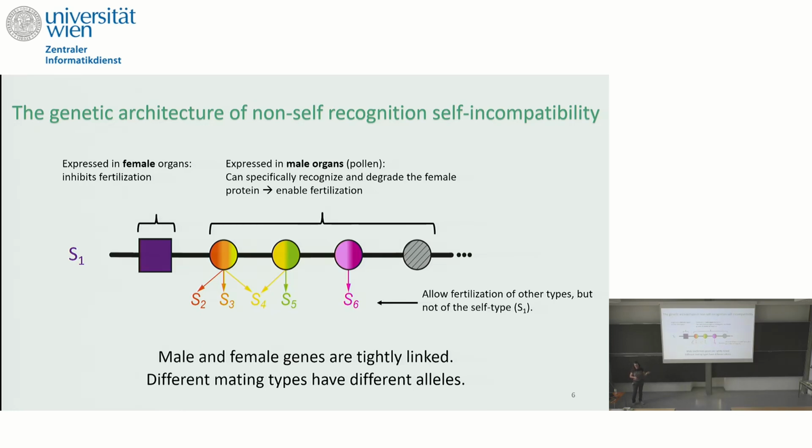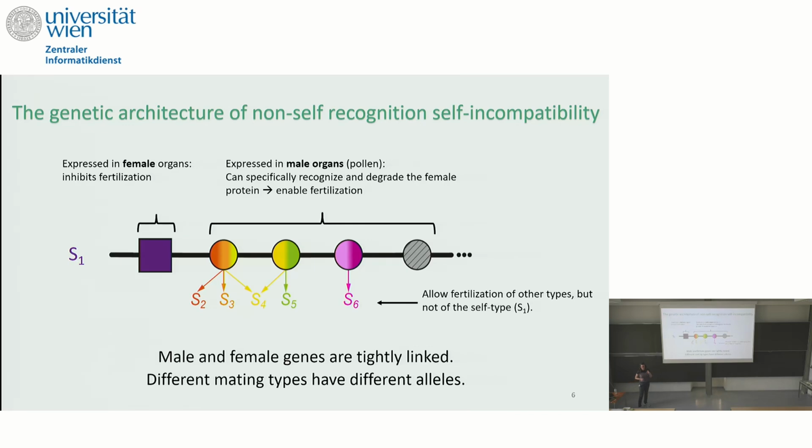So I'm focusing here on one particular mechanism. There are several others. Let's take a closer look at the genetic architecture of this S haplotype. It contains a single gene that is expressed in the female organ. The protein that it encodes is toxic to the pollen, and by default inhibits fertilization.